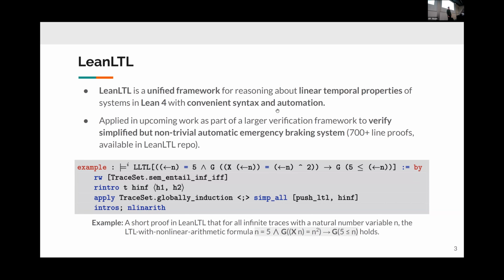And here's a little snippet of what the library looks like, where you can see we have this LTL formula declared up top, which just says that for all infinite traces, that's the left turnstile with the I, if we have this variable n that starts with 5, and it is always true that the next value of n is equal to the current value squared, then it is always true that 5 is less than or equal to n. So here we have a short, simple proof in Lean.